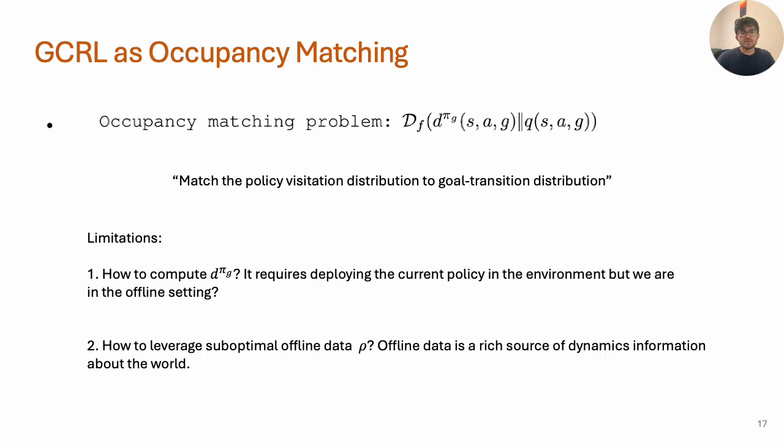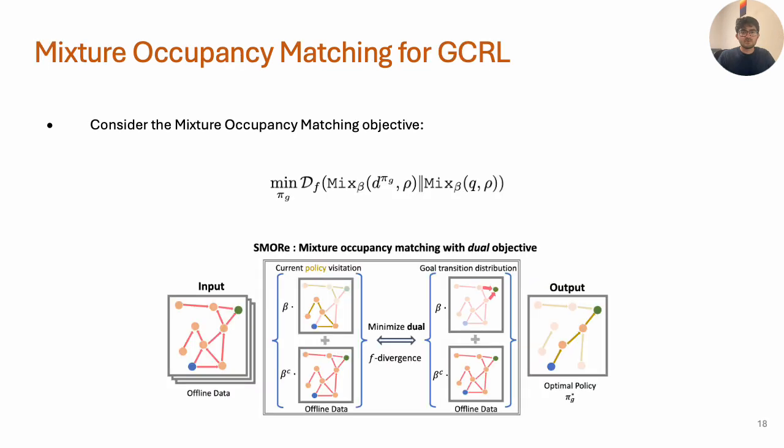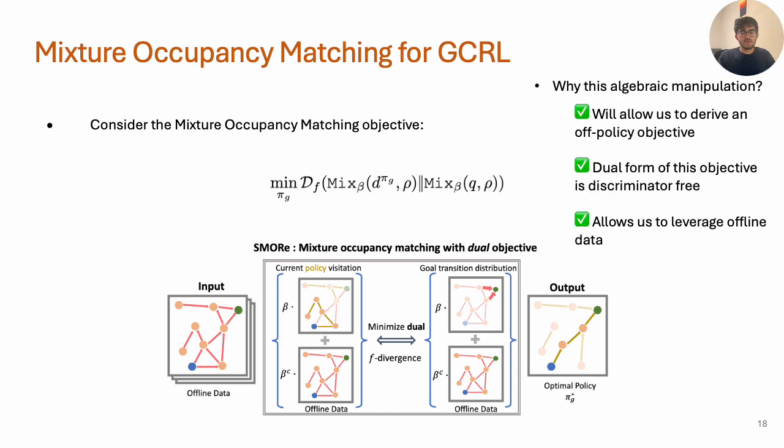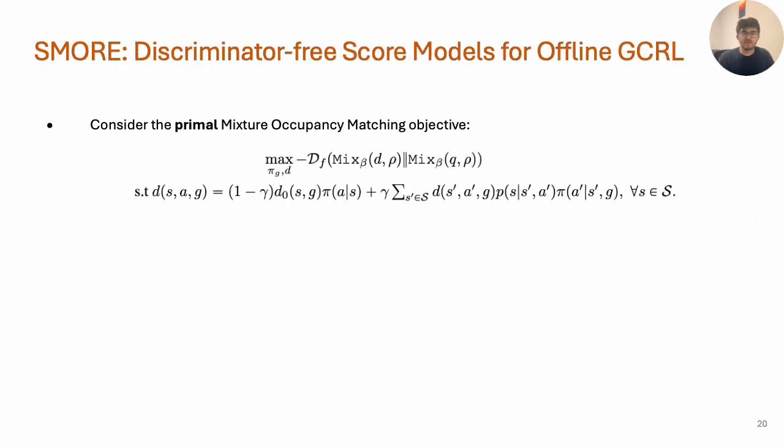Two questions remain. First, how do we compute dπg, as it requires deploying the current policy in the environment, but we do not have access to the environment in the offline setting? Second, how do we leverage suboptimal offline data rho? We propose matching a mixture distribution of policy and offline data visitation to a mixture distribution of goal transition and offline visitation. The key benefits of this algebraic manipulation are that now we can leverage offline data to solve GCRL as well as compute a dual problem that is completely off policy.